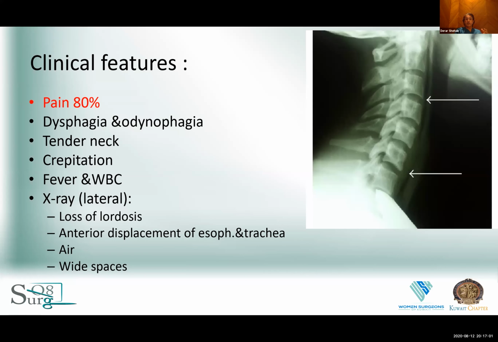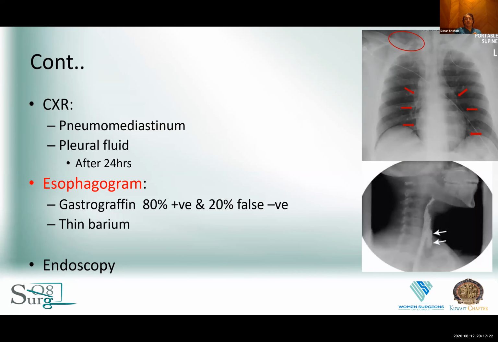On X-ray, you will appreciate the loss of lordosis because the patient cannot move the neck properly, and you will also appreciate the presence of sub-Q emphysema, sometimes an anterior displacement of the esophagus and the trachea. While with the chest X-ray, you may find the sub-Q emphysema, and most importantly, you will see a pneumomediastinum. If the presentation is a little bit delayed, there will be a pleural fluid, which is usually found after 24 hours.